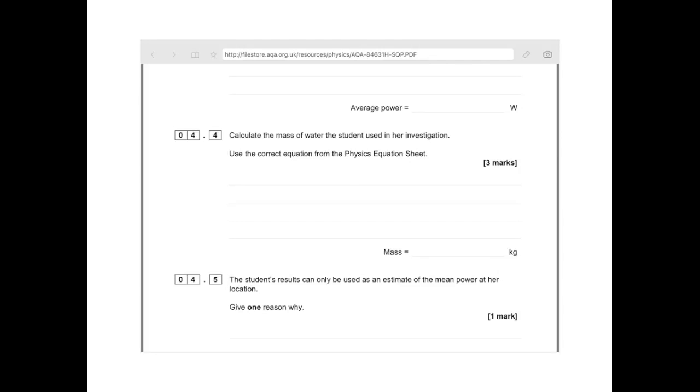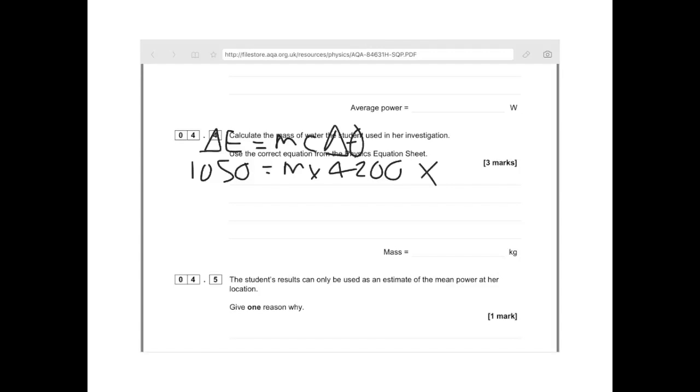And you'll see that it's this one, which is delta E, so that's change in energy, equals mass, which is m, times specific heat capacity, which is c, times delta theta, which means change in temperature. Don't get mega confused there. Then just substitute in the values you've been given. You've been told the energy transferred was 1050 joules. We're looking for mass, so we're keeping that as m, times the specific heat capacity, which in the question above says it's 4,200, times the temperature change, which was 0.6 degrees.